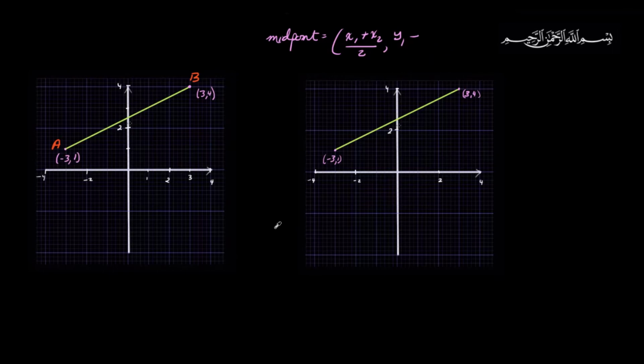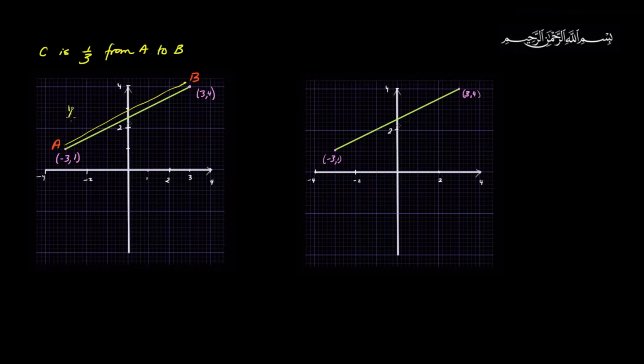Let's say I wanted to find a point that's not in the middle, but maybe 1/3 the distance from A to B. So I want to find a point, point C. Point C is 1/3 from A to B. In other words, if you had the whole distance here, and you take 1/3 of the whole distance, then that would be point C. So point C is going to be over here.